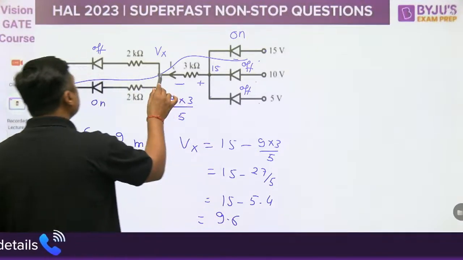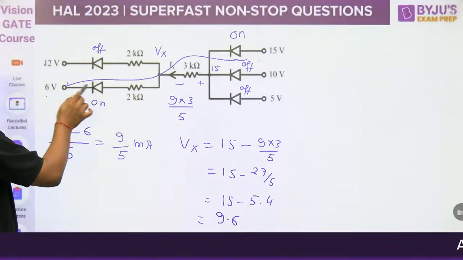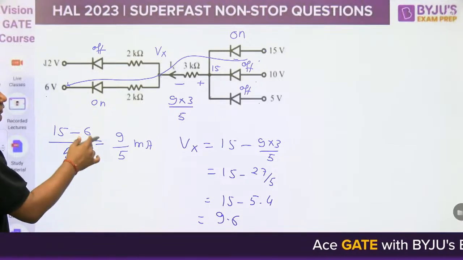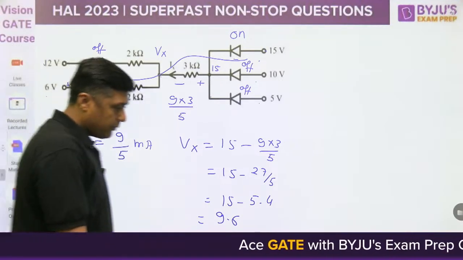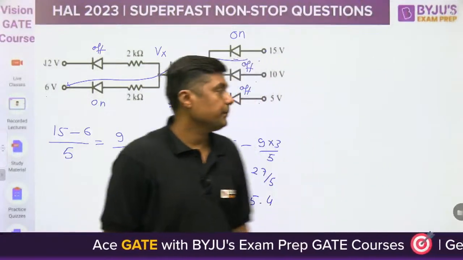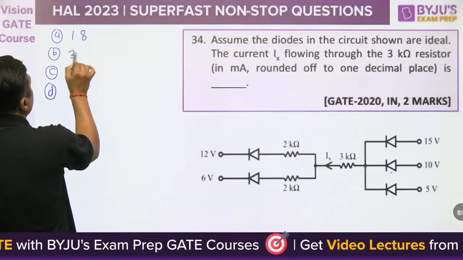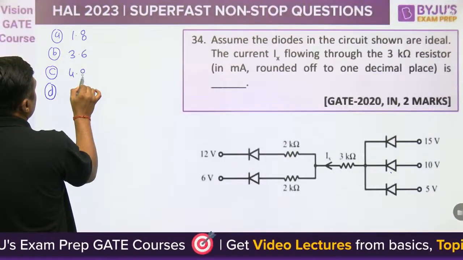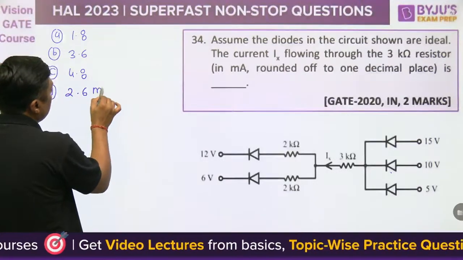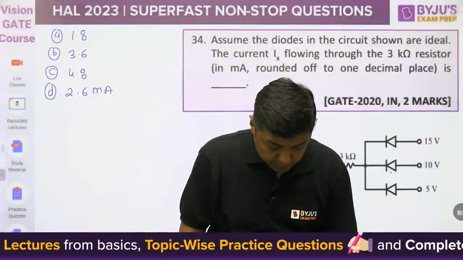So Vx is 9.6. 9.6 is less than 12, that's why this diode is off. 9.6 is greater than 6, that's why this diode is on. Our assumption is correct. And you will get this amount of current, 9 by 5, 1.8 milliampere. They will provide you the 4 options. Remember, it is a milliampere. Okay. The next question. Next one.